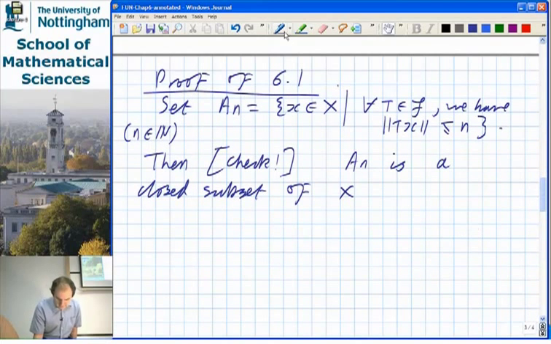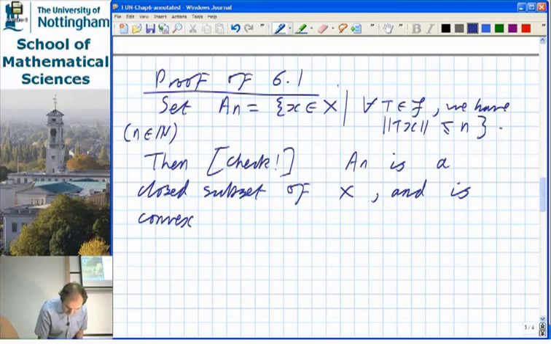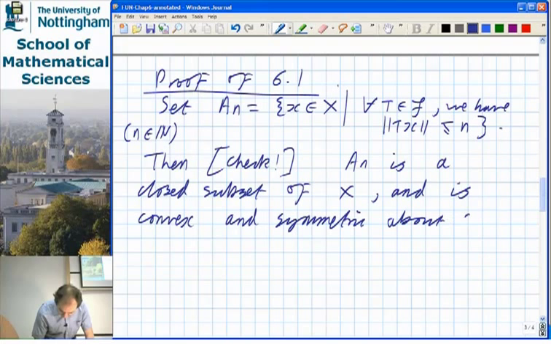A_n is a closed subset of X and is convex. Things like this involving the norm of Tx, it's quite easy to check that you'll end up with a convex set of X's. And symmetric about the origin, which is pretty obvious. If you replace x with minus x, you don't change the norm of Tx, so that bit's completely obvious. So it's already closed. We don't have to close it, which is nice. I claim that the union of these A_n is the whole of X.